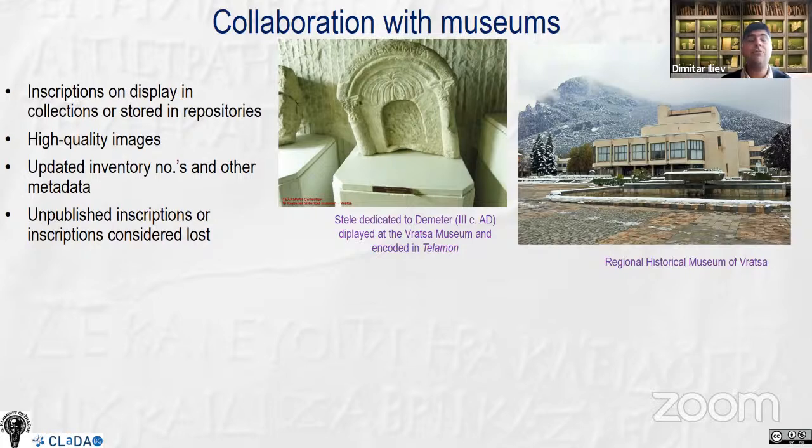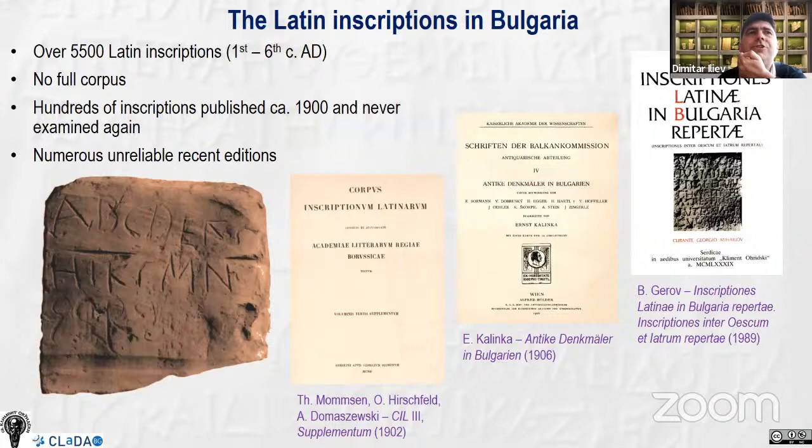And this collaboration also proves quite significant concerning the inscriptions which are until now unpublished, or inscriptions which are considered lost, but in some cases, if you look in the repository of the museums, you may find that these monuments are not lost, but they're simply not described, and Mihailov and other editors didn't bother to look more carefully to find them, which is quite often the case with the Latin inscriptions in Bulgaria.